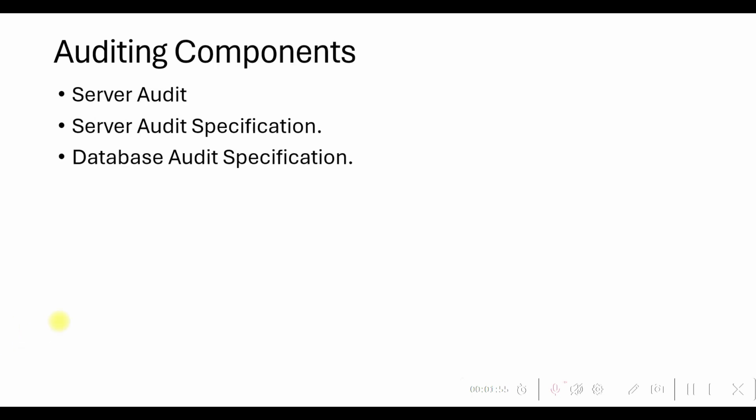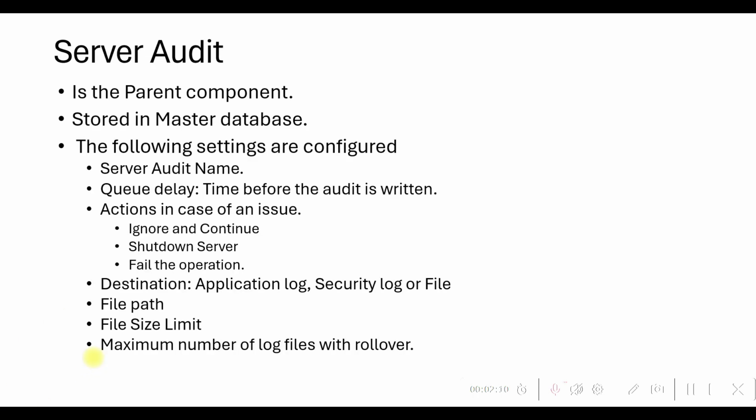Right. The components in auditing are the server audit. That is the first component. Then the second component is server audit specifications and the third is database audit specification. These are the three main components, and I will talk about each one of them in the coming slides. The first is the server audit. Basically, that is the parent component. That is the first component that you need to create, and that is stored in the master database. And you need to provide the following settings.